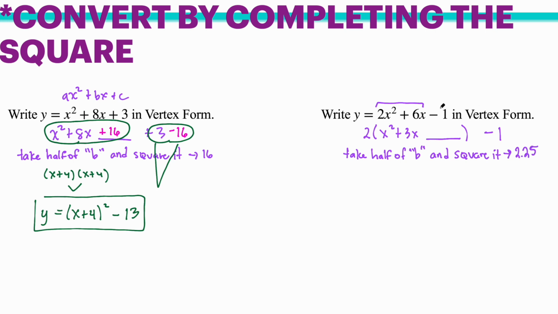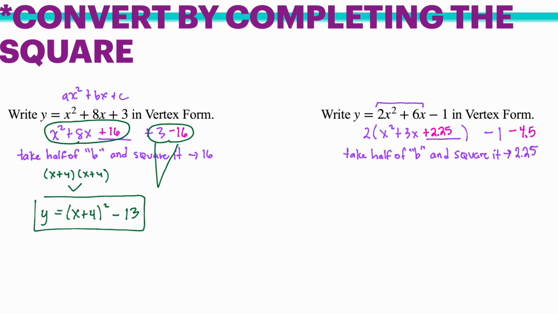So this is where I would say, okay, that is 2.25. But you don't subtract 2.25 like you did here, where I added 16 so I had to subtract 16, because that 2.25 is actually inside of a parentheses, which means you actually have to multiply it by 2 first. So 2.25 times 2 gives me 4.5, which means since I technically added 4.5, I got to subtract 4.5.